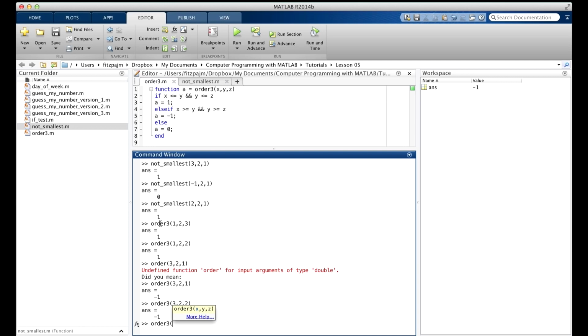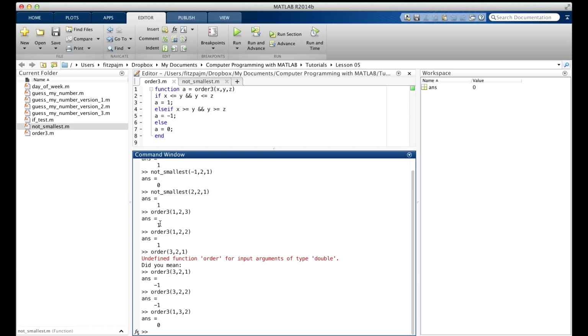I hesitated after that parenthesis to give MATLAB enough time to give me the hint that there are 3 arguments for this function. And the 3 arguments that I gave it were out of order, which means we should get a 0, and we did get a 0. So it appears that both our little functions are working.